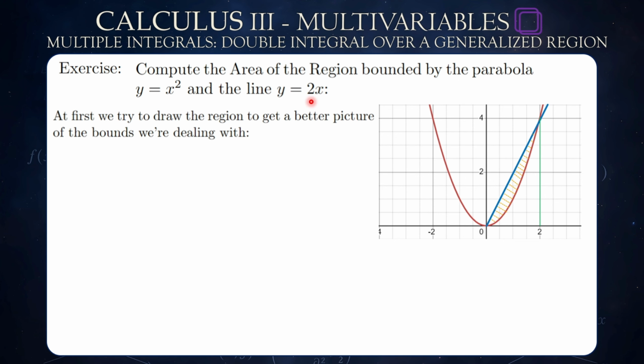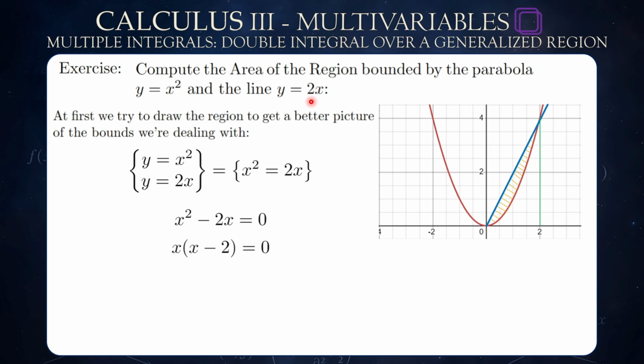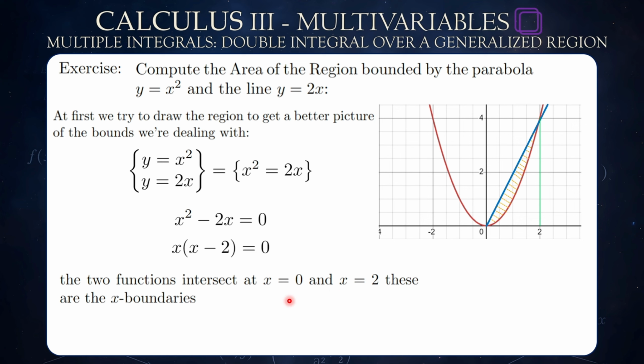We try at first to draw these two curves. We plot them on a system of axes, and we need to check at which points they intersect. You have y equal x squared, y equal 2x, then you place y equal y, then x squared is equal to 2x to see at which values these curves cut each other. So you get x squared minus 2x equal to 0. So x times (x minus 2) is equal to 0. The boundaries are then at the x-axis, x equals 0 and x equal 2. These are the x boundaries.